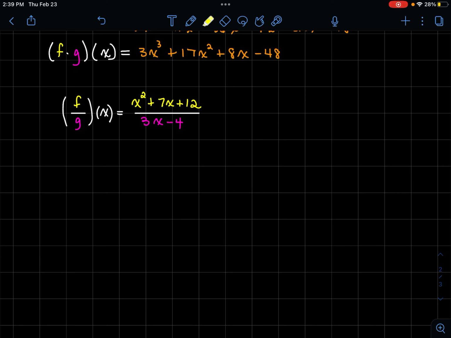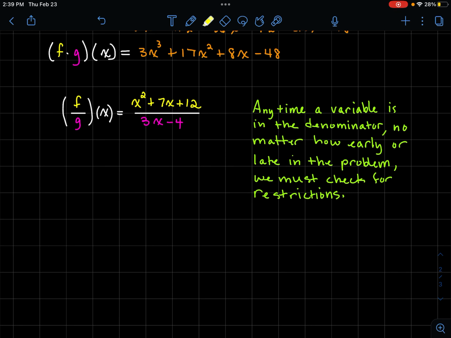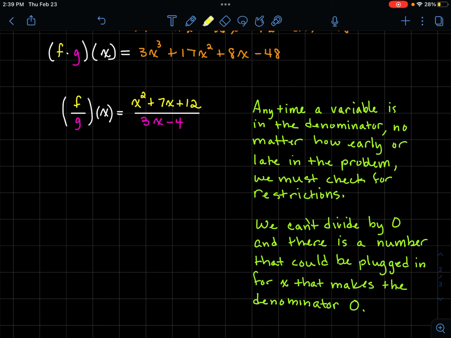Now remember earlier I said that we have restrictions on this, that the g of x function, the one on the bottom, cannot be equal to 0. And here's why. Anytime we have variables in the denominator, no matter how early or late in the problem, we must check for that restriction. Because we are not able to divide by 0, there is always a number that you could plug in for x that would make that denominator equal to 0. So how we work around this is that we're going to solve the equation equal to 0 so we know that we can omit that number from our domain.